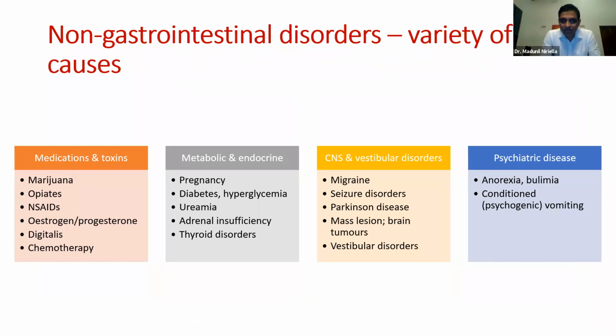The non-gastrointestinal disorders can be due to a variety of causes. They can be due to medications and toxins: opioids, NSAIDs, hormones, digoxin, chemotherapy; metabolic and endocrine disorders such as pregnancy, diabetes with hyperglycemia, uremia, adrenal insufficiency, and thyroid diseases. And CNS and vestibular diseases include migraine, seizure disorders, Parkinson's disease, brain lesions and vestibular disorders, and psychiatric diseases include eating disorders such as anorexia, bulimia, and conditioned vomiting.